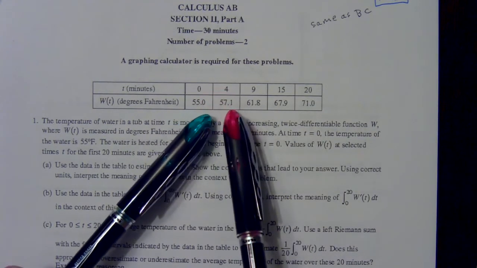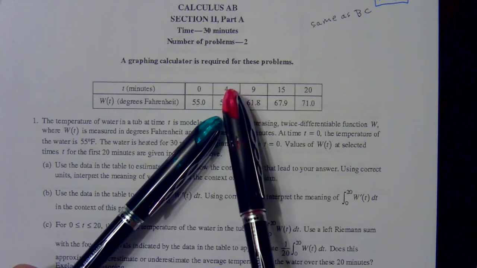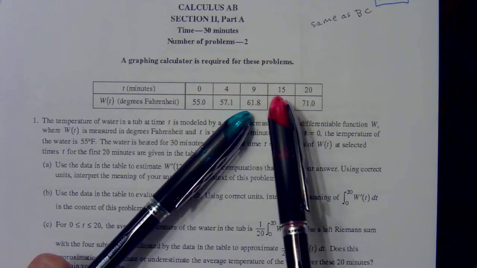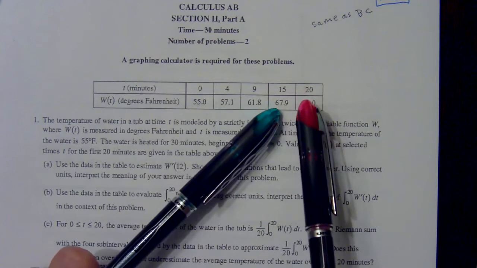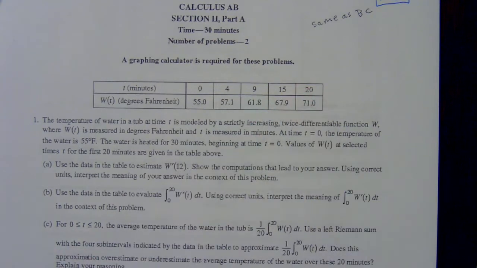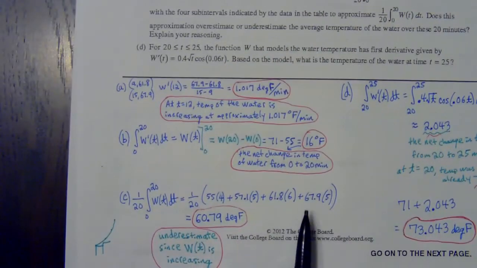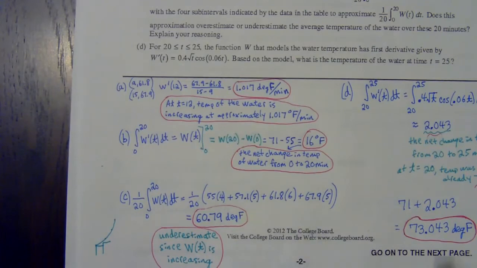And then you go plus 57.1 times 5 plus 61.8 times 6 plus 67.9 times 5. And that's the exact numbers that I got down here. Now, this is a calculator problem, so you can just plug all this stuff in there.